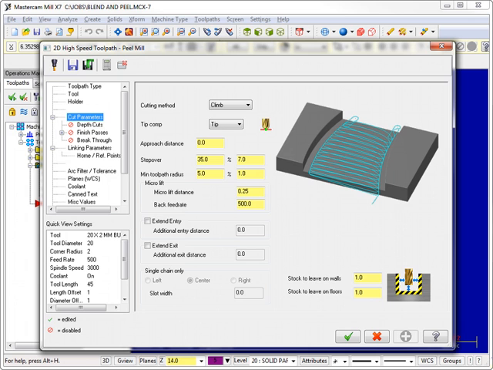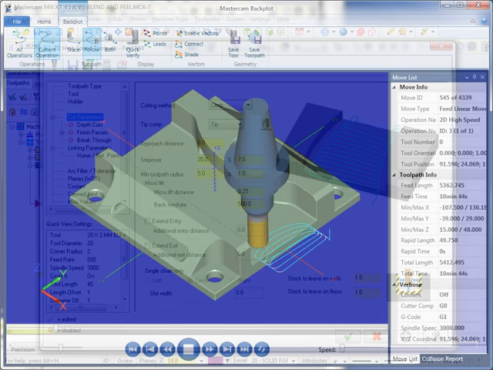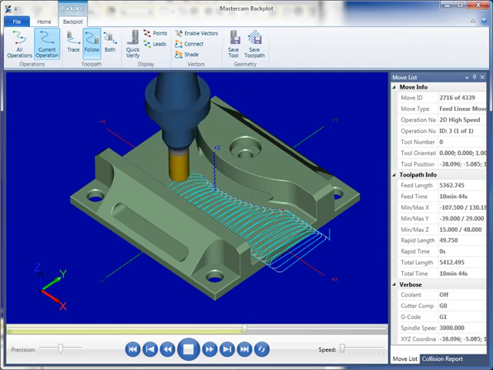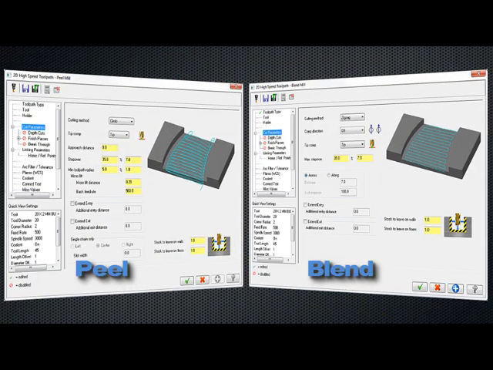Peel mill is now powered by the dynamic mill engine, making peel mill a smoother, safer toolpath for X7. Peel mill and blend mill also now share some common functionality.